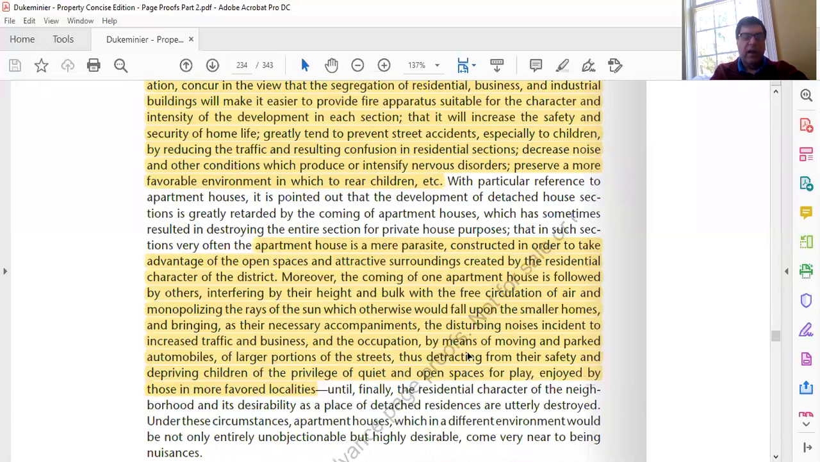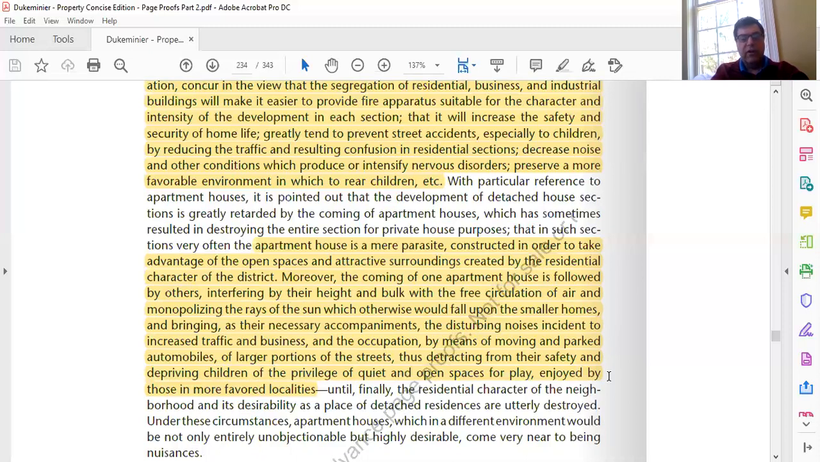And I think the court's thinking about that is kind of interesting. They say that in a residential area, an apartment house is a mere parasite, constructed in order to take advantage of the open spaces and attractive surroundings created by the residential character of the district. Moreover, the coming of one apartment house is followed by others, interfering by their height and bulk with the free circulation of air and monopolizing the rays of the sun, which otherwise would fall on the smaller homes, and bringing as their necessary accompaniments the disturbing noises incident to increased traffic and business, and the occupation by means of moving and parked automobiles of larger portions of the street, thus detracting from their safety and depriving children of the privilege of quiet and open spaces for play enjoyed by those in more favored localities. You get the sense that the court really likes low density suburban areas, and it thinks that it's justified for the village of Euclid to try to preserve that sort of area.